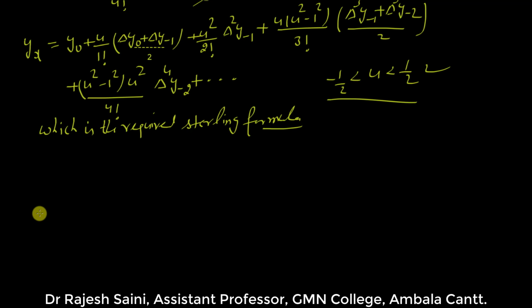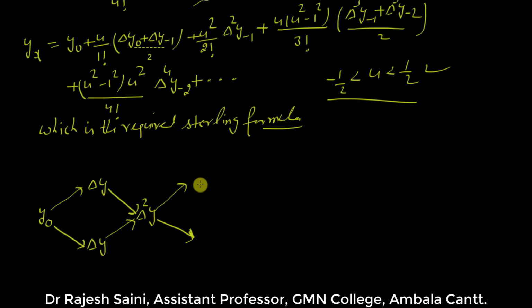I am going to write the coefficient y naught, move in the upward direction, move in the downward direction. So in both cases you write delta y, now converge to delta square y downward. This is upward. Now move upward, move downward. Fine. This will be delta cube y. This will be delta cube y. Fine. Move downward. Fine. Delta 4 y.